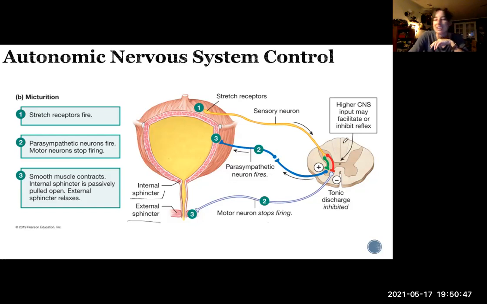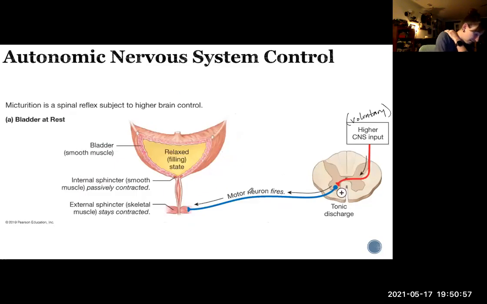So I don't need you to know the details about this. I just really want you to know about the internal and external sphincter, that the internal is involuntary and the external is voluntary.